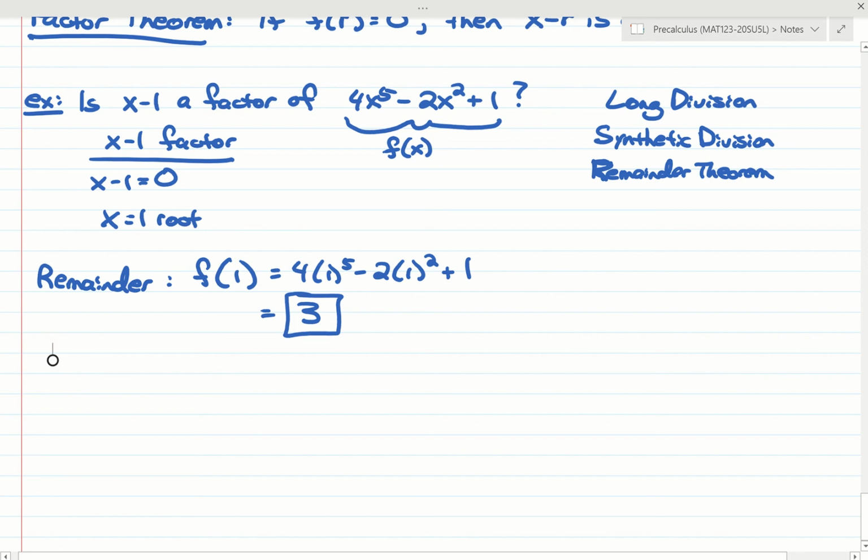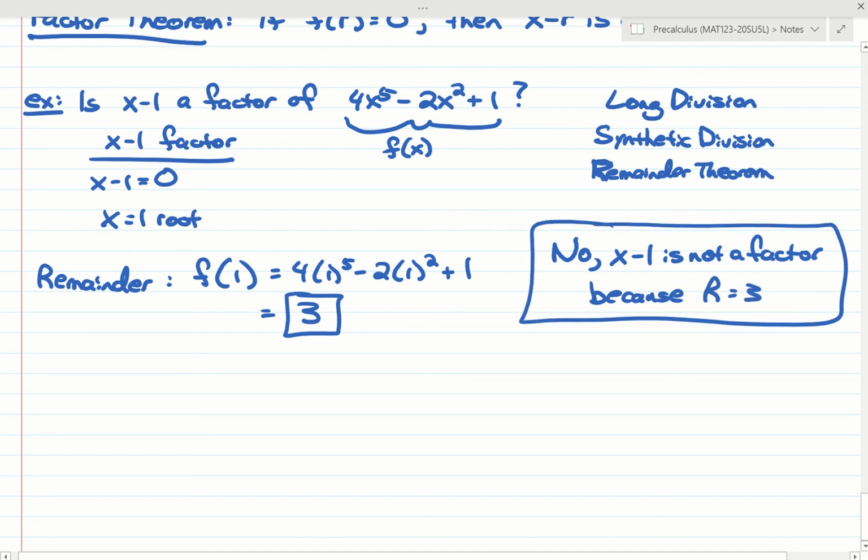So to answer this question, the answer is no. X minus 1 is not a factor, because the remainder is equal to 3. That would actually be the answer here. Just make sure you always answer the question.